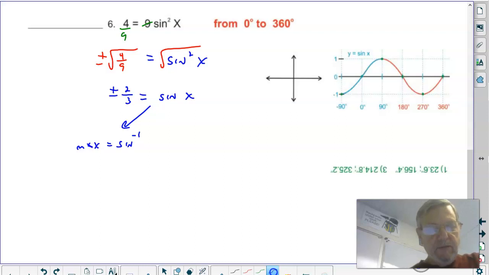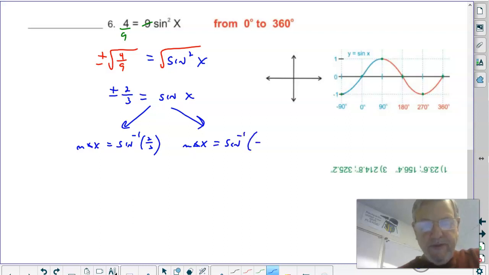I swap sides left and right. Sine to the negative 1, and I'm going to do the positive one first. And then second, I'll have to do, let's just use the eraser. Then second, measure of angle x will equal sine to the negative 1 of the negative 2/3. Now, if you forget the plus minus, you're only going to have half the values. And so you got to be careful here.